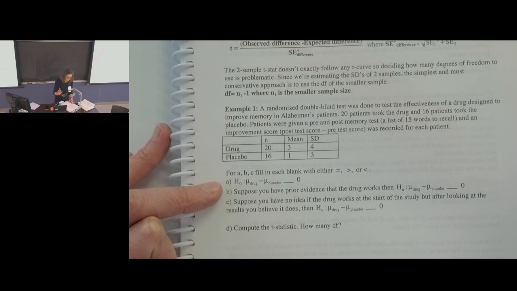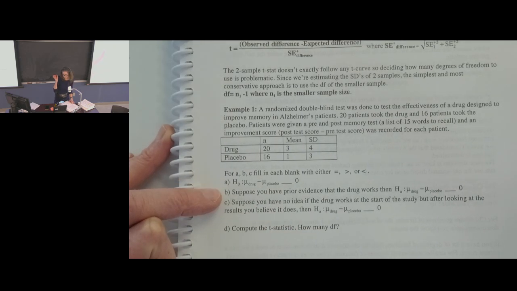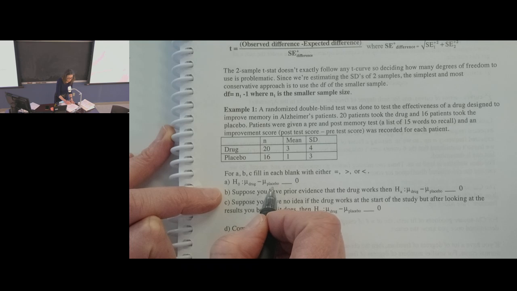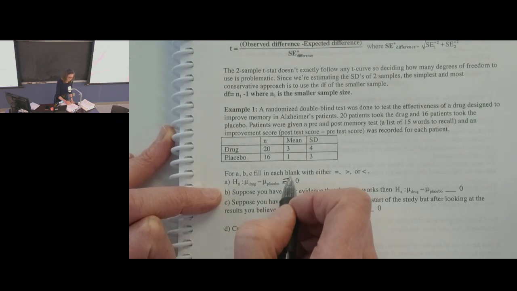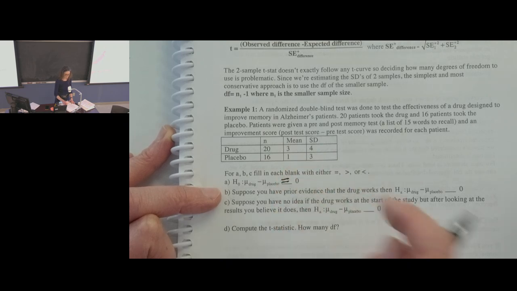So first, what is the null? Just think, what is the null? The null is always what? That the difference is 0 between the two of them, right? That there's no difference between the drug and the placebo. We just happen to see a difference in our sample.